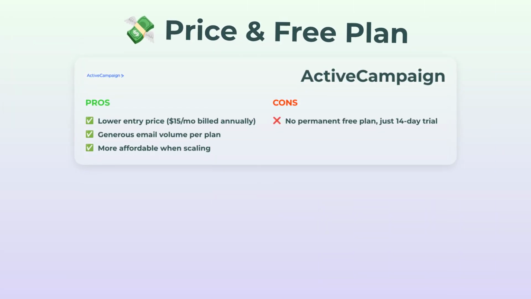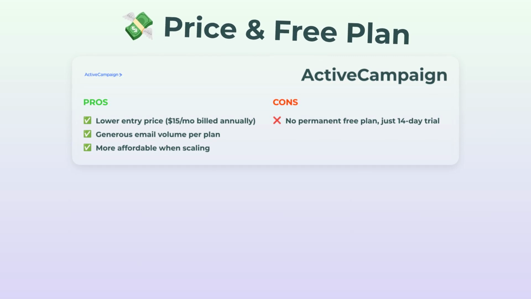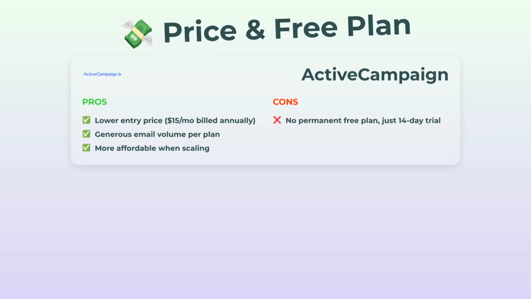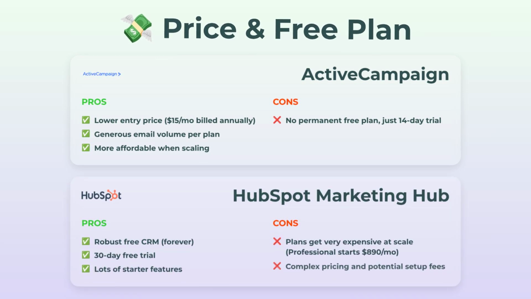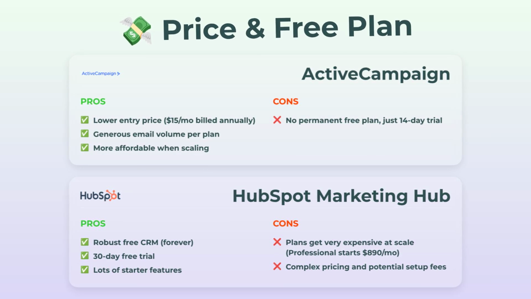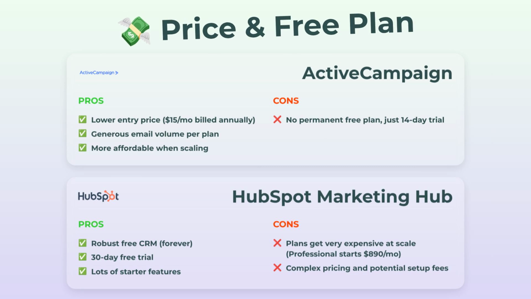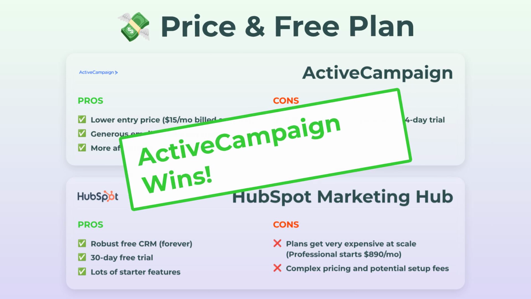So, ActiveCampaign. You get started at just $15 per month if you pay annually, which is super friendly for small teams. Tons of emails included too, but heads up, it's only a 14-day trial, no forever free plan, which, yeah, a little stingy. Now, HubSpot's got that famous forever free CRM. You get a 30-day trial and loads of starter features, but the second you want to scale, that price shoots up, like $890 a month for Pro. Ouch. Plus, their pricing's a little confusing, and sometimes there are hidden fees. So, if you care about affordable scaling, ActiveCampaign definitely takes this round.